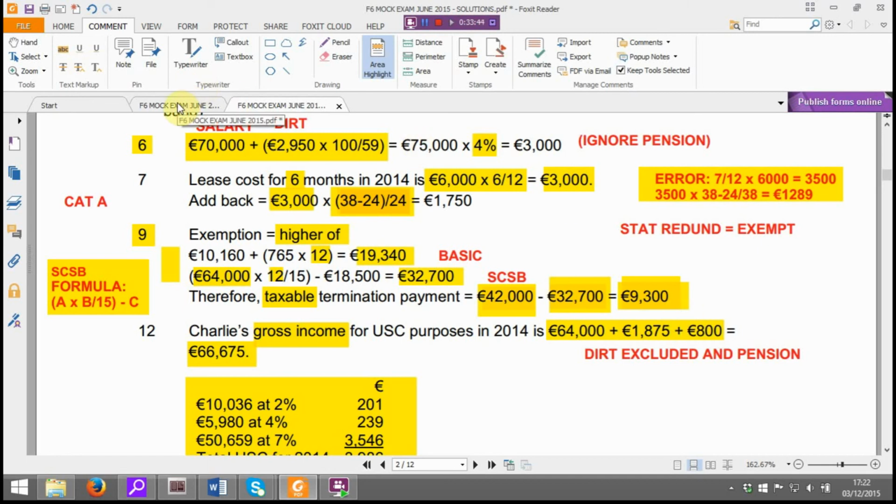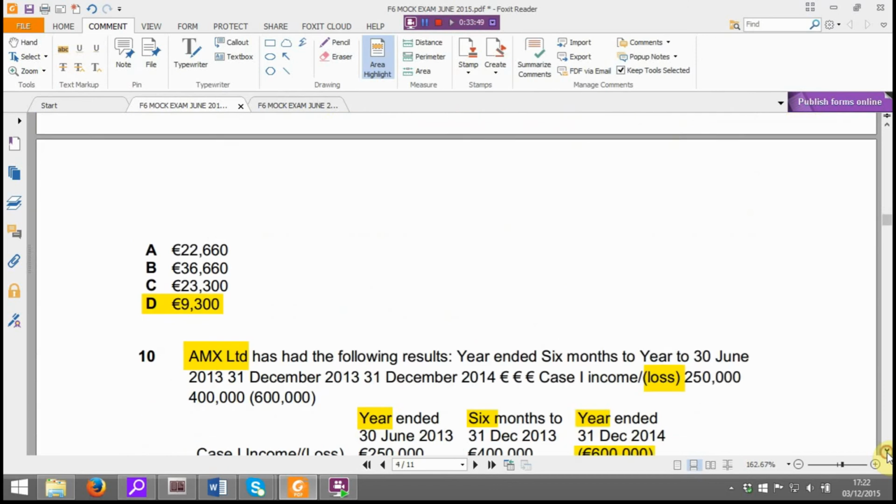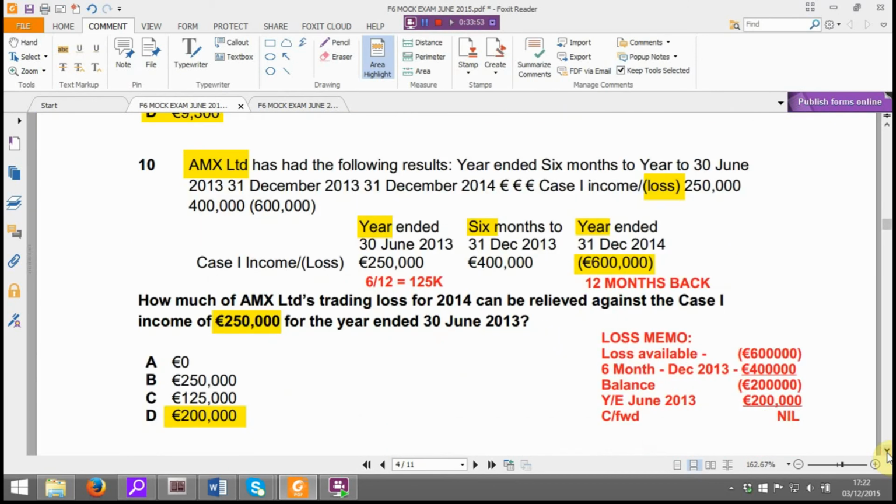Okay. Next one is number 10. The answer in this case was D, obviously. Here we have CT losses, and a little bit of work to do here to make sure we get this right. So really what they're saying to us is, how much of the trading loss for 2014 can be relieved against the case 1 income for the previous period. And the key thing for us here was to notice that, of course, there's the loss there. That's easy to see. There's a case 1 loss.